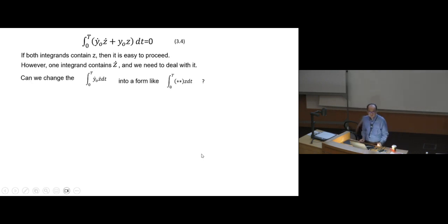Then it is a mathematical problem. Can we change those integrals which involve z dot into a form like an integral which only involves z? You learned that in calculus. What is the technique? There is a well-known way to do it, right?